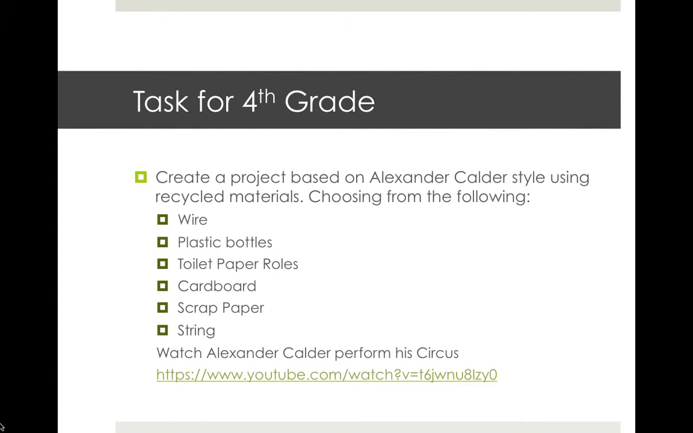So here are some of the tasks I want you to work on when you're creating your project. Based on Alexander Calder's style, using his recycled materials, choose from the following things: wires, plastic bottles, toilet paper rolls, cardboard, scrap paper, and string. And watch how he put this together in his circus. There's a video you can watch and see him performing his circus, which he created, all of the animals and creatures and everything that's part of it. He created everything in that. So I want you to take a look at that and figure out if you can create a project based on that.